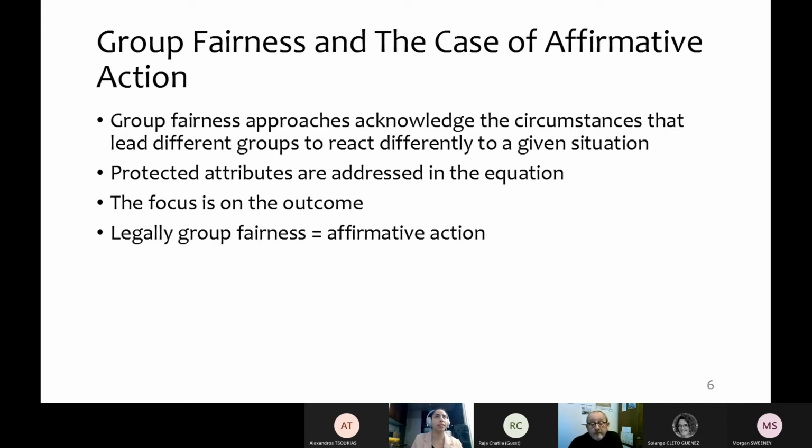So we see here the groups that the individual belongs to. We are trying to be fair toward the individuals by identifying the groups that they belong to and a little bit prioritizing them in a way. From the legal perspective, legal fairness notions mean affirmative action. It's a civil mechanism that allows us to, as I said, prioritize certain groups in order to compensate for historical discrimination.